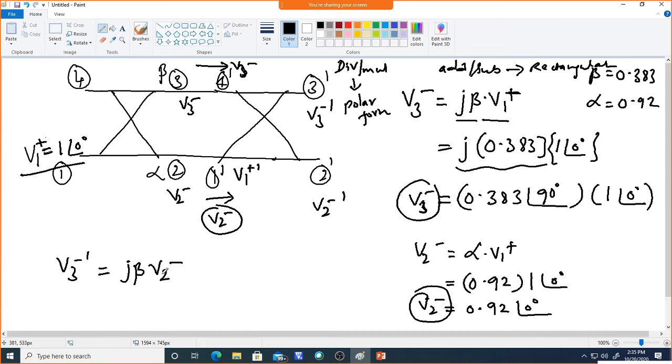Now, with respect to V1 plus dash, plus alpha into V4 plus, here V4 plus is the input at the fourth port and V1 plus is the input at the first port. Now we can replace V4 and V1 plus by the corresponding waves coming from the first coupler, which is j beta into V3 minus plus alpha into V2 minus.